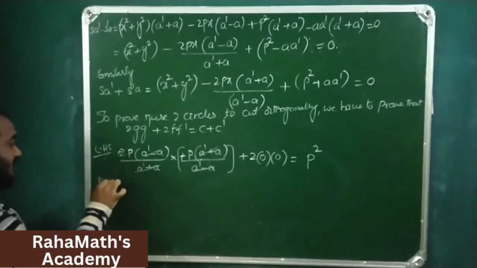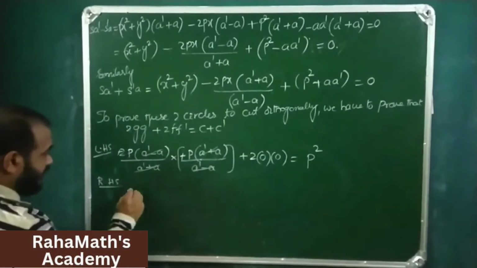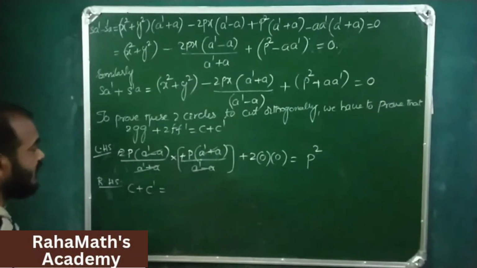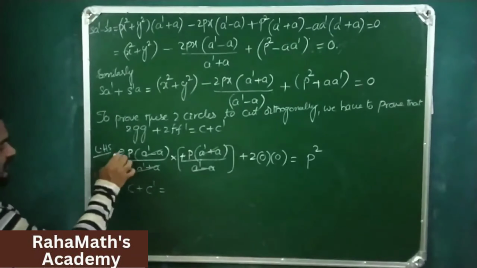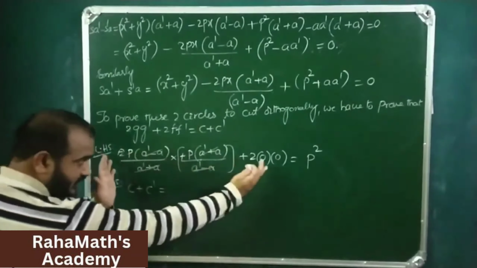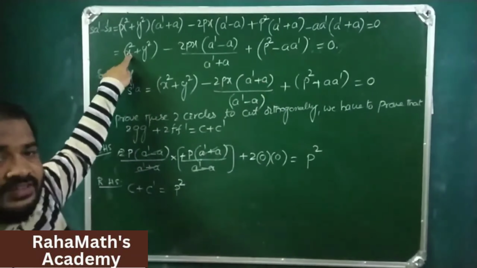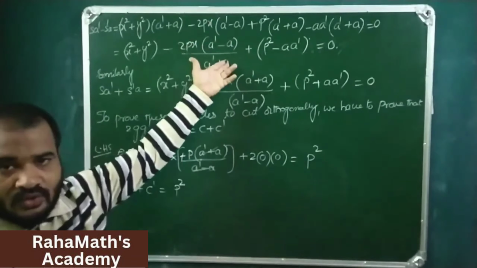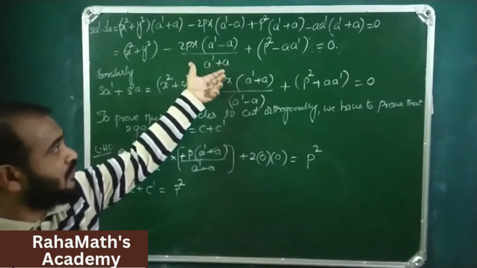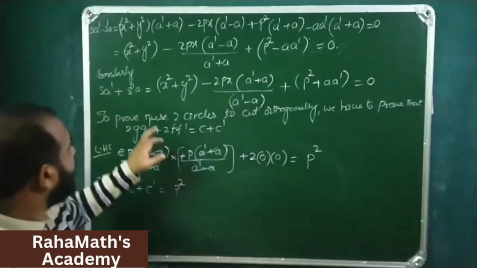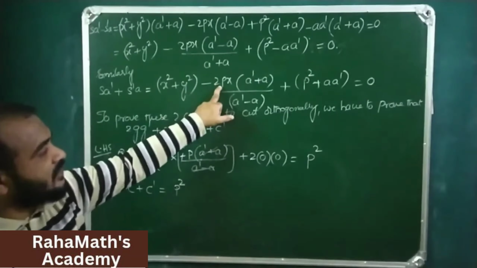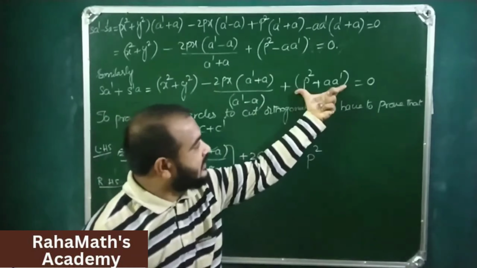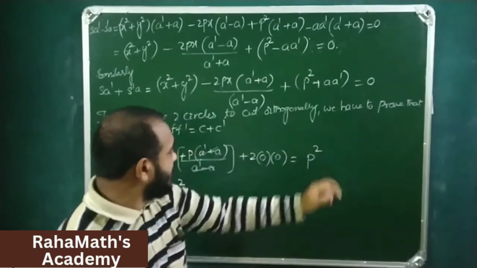So RHS is c plus c dash. Let us take c plus c dash. This LHS is 2gg dash plus 2ff dash. C plus c dash: c is how much? P square. This can be compared with x square plus y square plus 2gx plus 2fy plus c equals to 0, where f is 0 since we don't have a y coefficient. Here x square plus y square plus 2g dash x plus 2f dash y plus c dash equals to 0. Therefore, c is this, c dash is this.